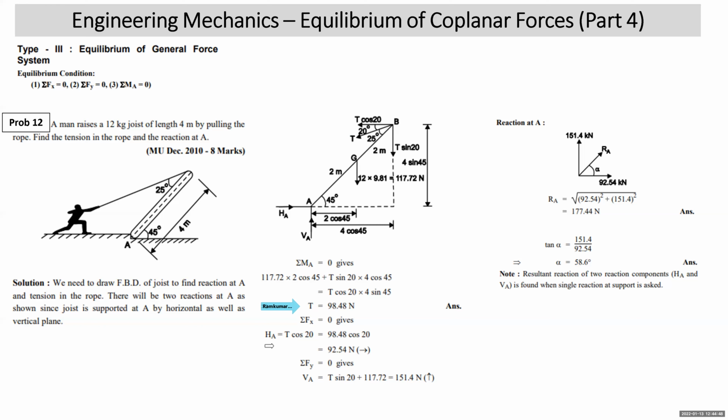Anyway, but he's asking for the reaction at A. Reaction at A means the resultant reaction at A. So we will draw another diagram where we show HA and VA in the correct direction. HA is 92.54 to the right and VA is 151.4 Newton upward. Then RA is shown at angle alpha. RA is equal to the square root of HA square plus VA square. You get 177.44. Tan alpha is 151.4 upon 92.54. I have written a note here: when a single reaction is required, you need to club HA and VA into a resultant reaction.